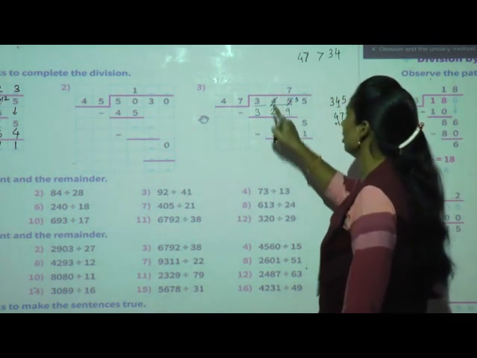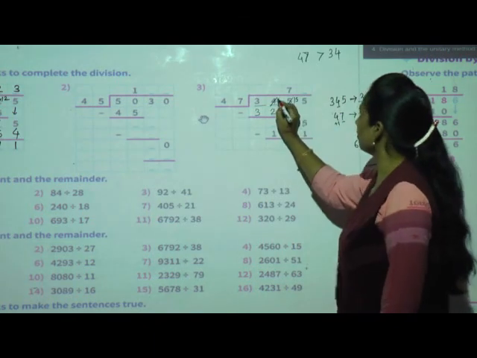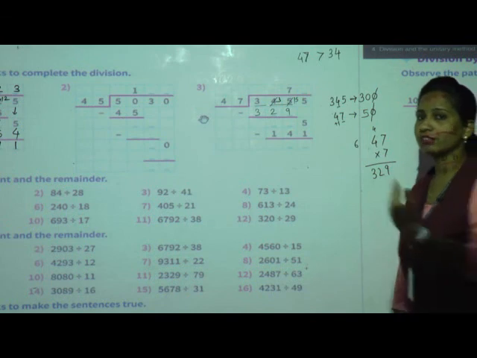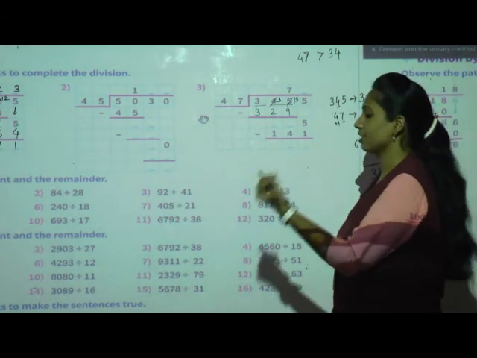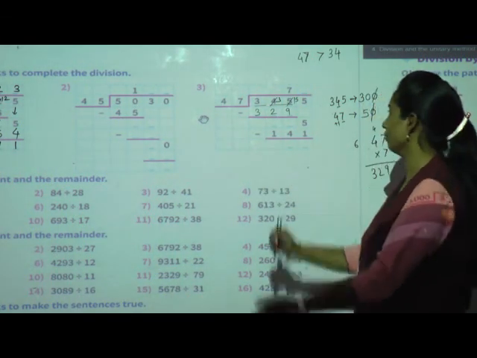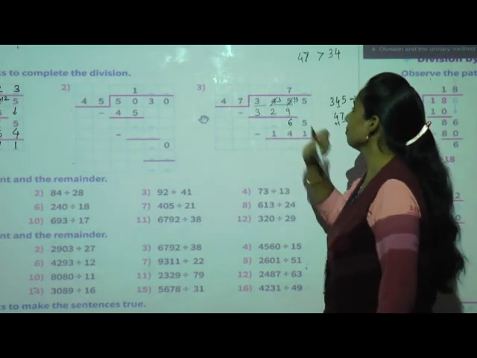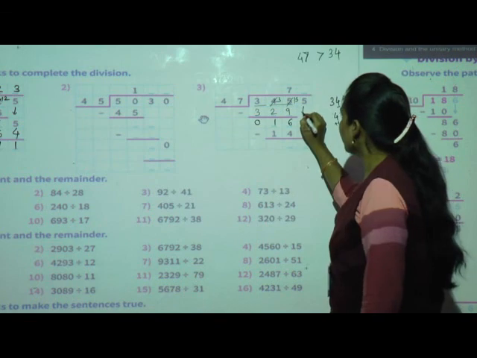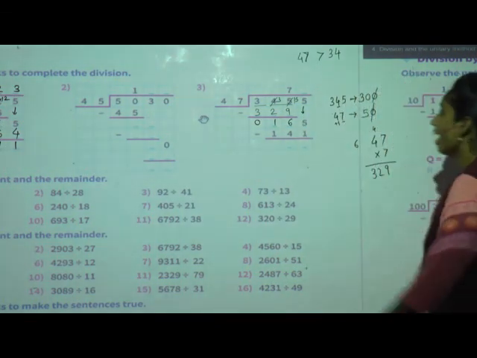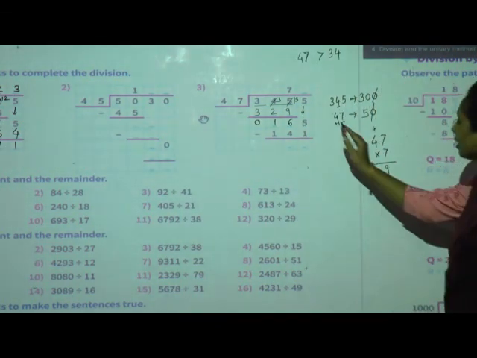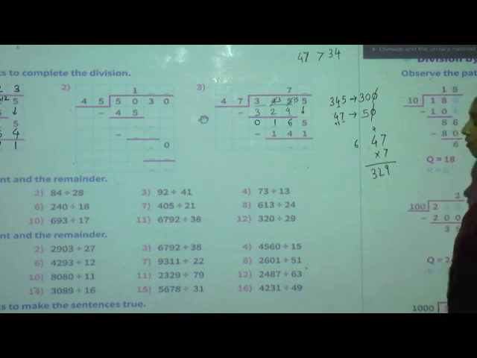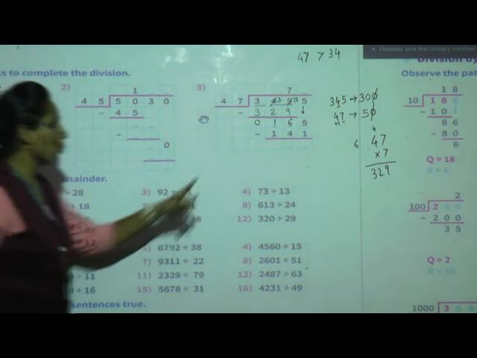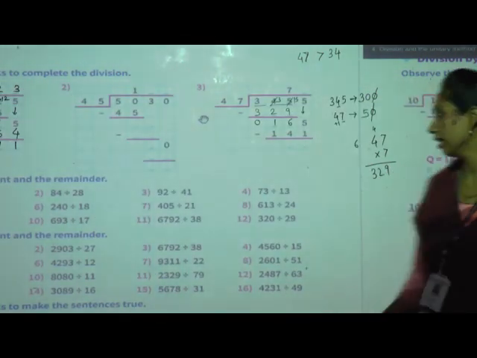Take a borrow from the neighbor. The neighbor has 4, he will give 1, and 3 will remain here. Now 15 minus 9: count after 9 till 15 comes. After 9 comes 10, 11, 12, 13, 14, 15, so 6. Now 3 minus 2 is 1, 3 minus 3 is 0. Now bring down the next number, 5. Now 165. We already have the estimate of 47. Now we will estimate the number 165.